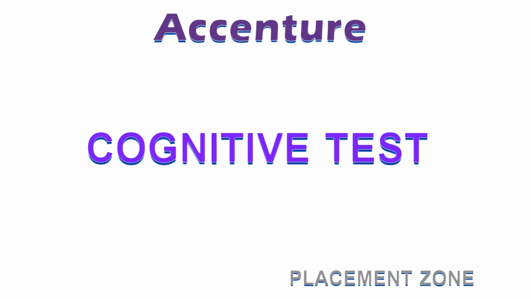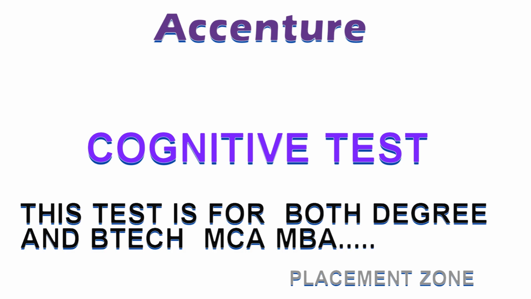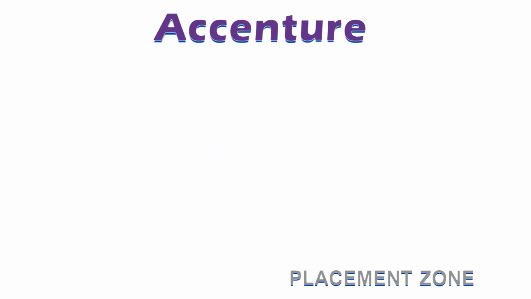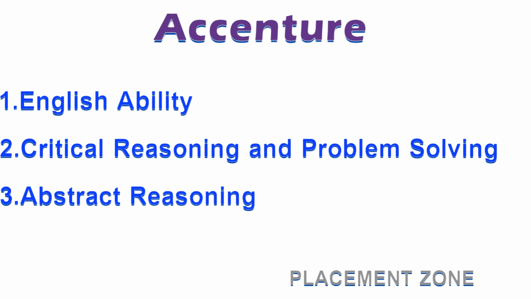Normally, the first test in the Accenture hiring process is the cognitive test. This test is for both degree and BTech, MCA, MBA, MSc candidates. What are the topics in the cognitive test? The cognitive test has a total of 3 sections. The first one is English ability, then critical reasoning and problem solving, and the last section is abstract reasoning.